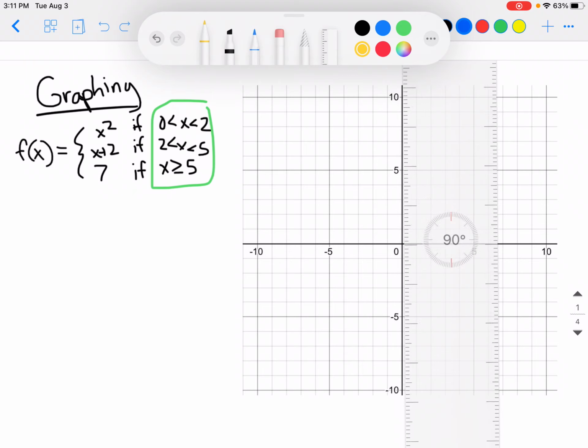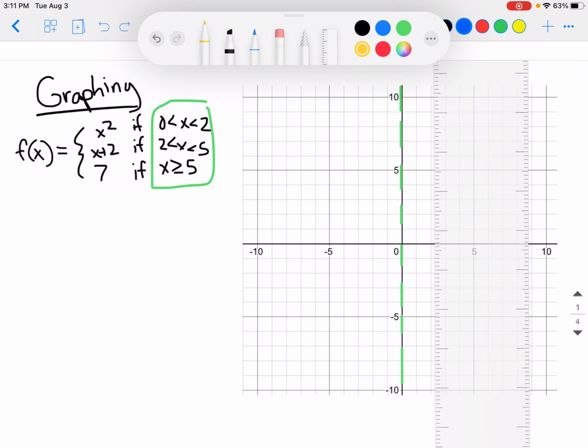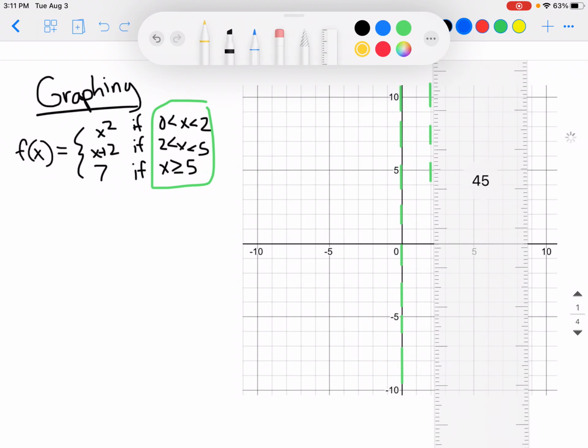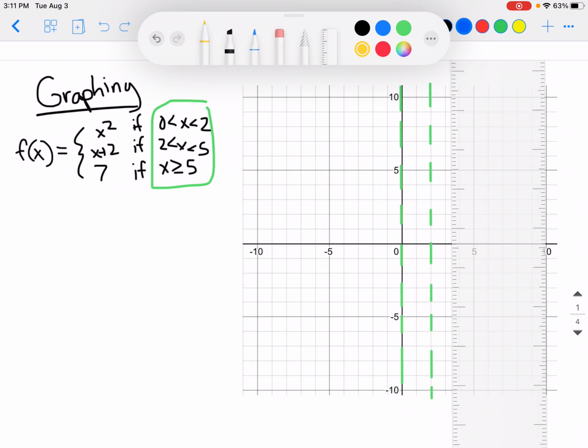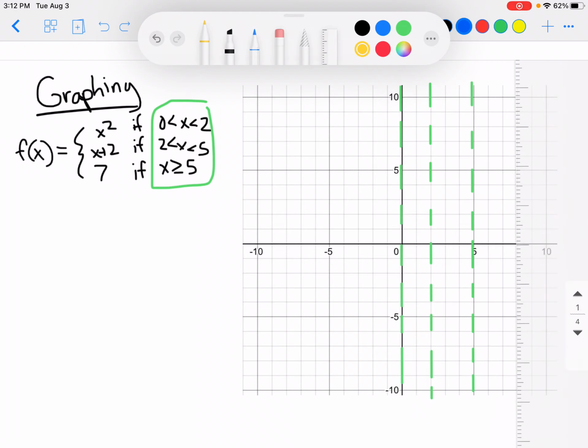Then I'm going to go to 2 and do the same thing here. And then I'm going to go to 5 and do the same thing there. And so what this is doing is it's breaking my graph into a couple of different spots.